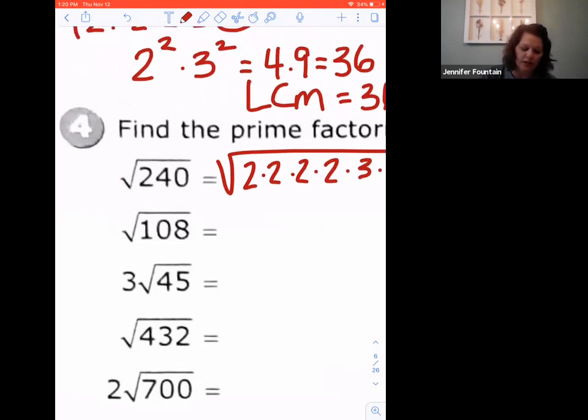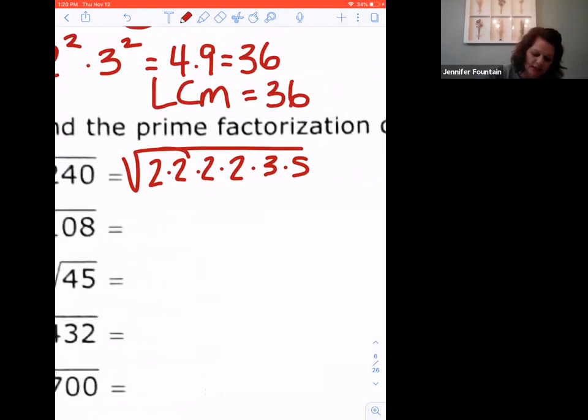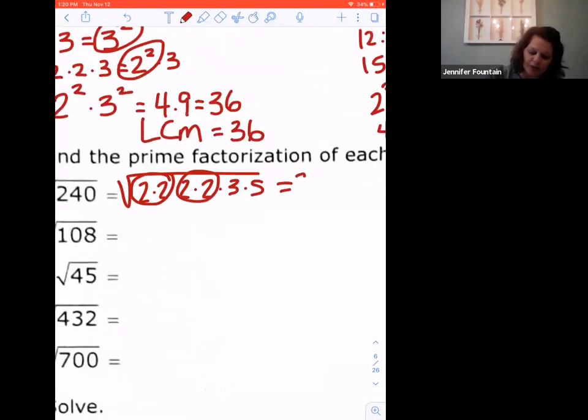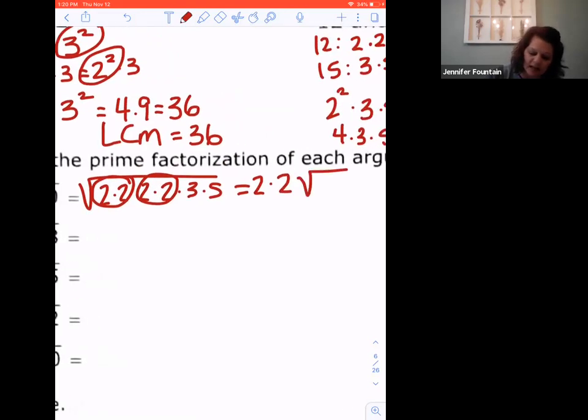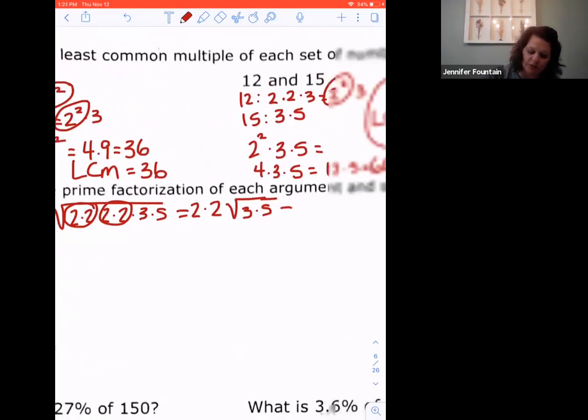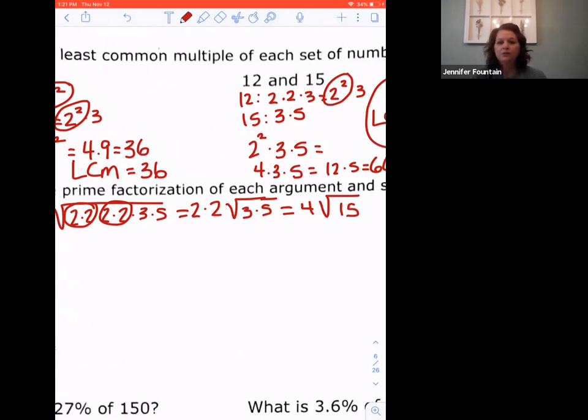Remember, my understood index is going to be a 2 there. So that 2 tells me how many buddies I have to have. So these guys buddy up and these guys buddy up. That means they each are able to come out as a whole number. I multiply them together, and then under my radical, I still have a 3 and a 5. So 2 times 2 is 4, and under my radical, 3 times 5 is 15. So my answer will be 4 times the square root of 15.